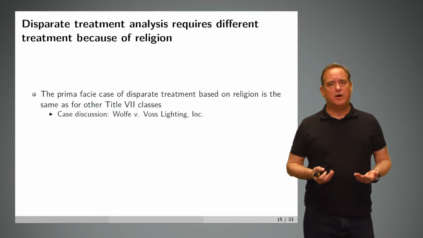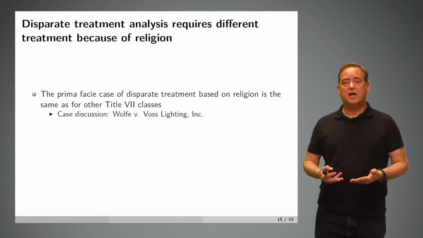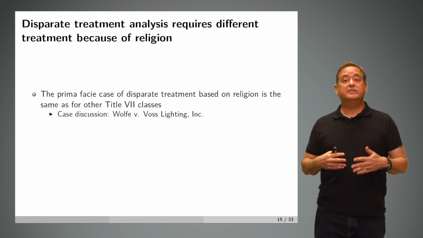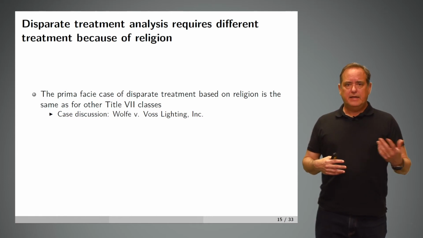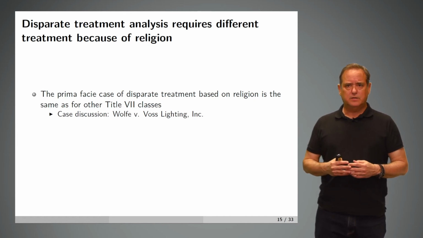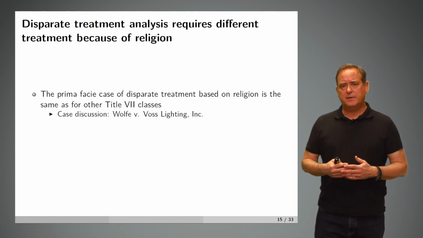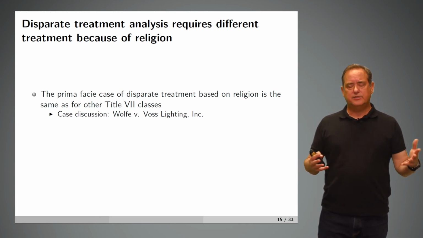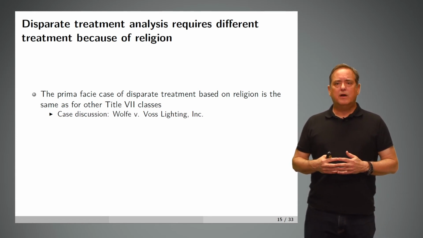You must be a member of the protected class. You must have applied for and been qualified for the job. You must have been rejected from the position, and someone outside of your protected class was hired, or the employer kept looking. In this case, Wolf v. Voss Lighting is a case out of Tulsa, Oklahoma. And it involved a lighting company there, an electrical company named Voss Lighting, which was a branch of a nationwide company. And they were looking for a manager in their accounts department.